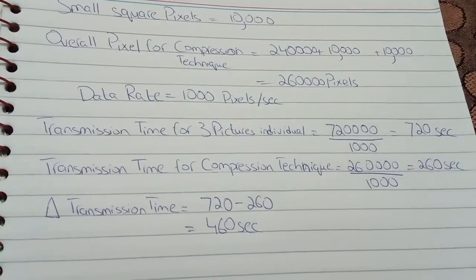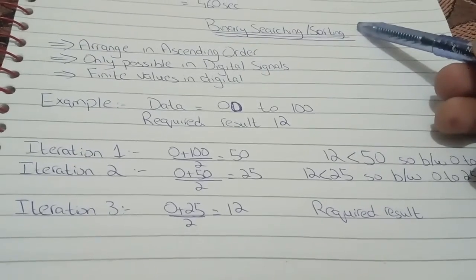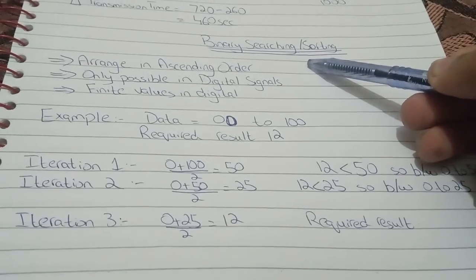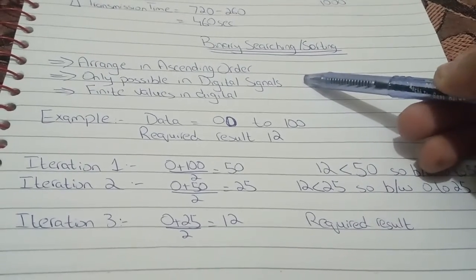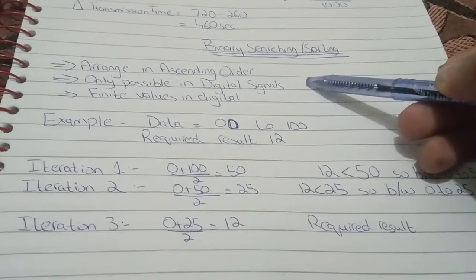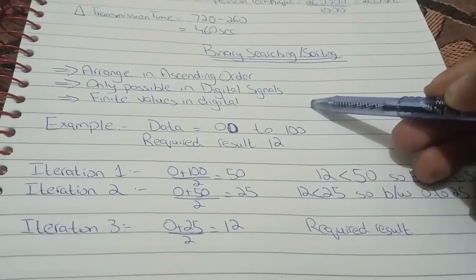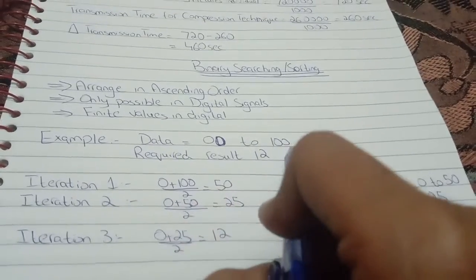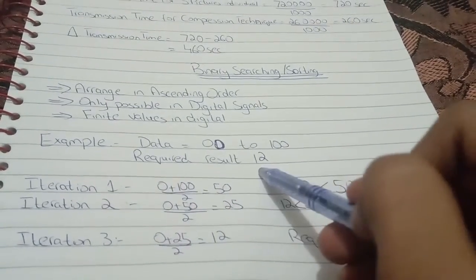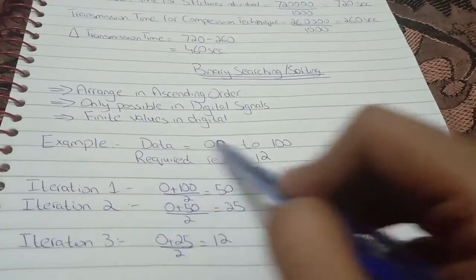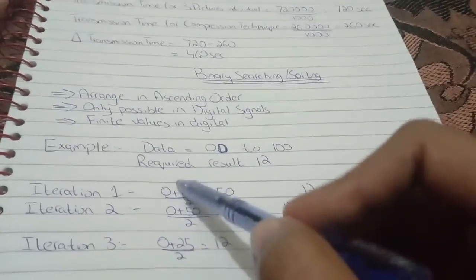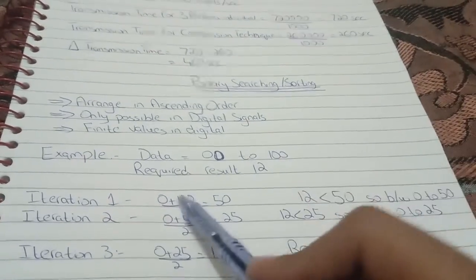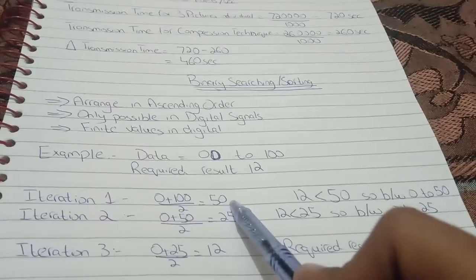Now we will talk about binary sorting or searching. In binary searching or sorting, the data should be in ascending order. It is only possible in digital signals because digital signals contain finite values. Now let's take an example. We have data from 0 to 100 that is sorted in ascending order, and our required result is 12. So in the first iteration we will take the first value and the last value, that is 0 and 100. 0 plus 100 divided by 2, we get a mid value of 50.